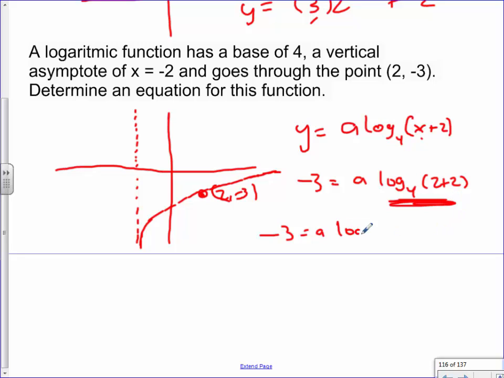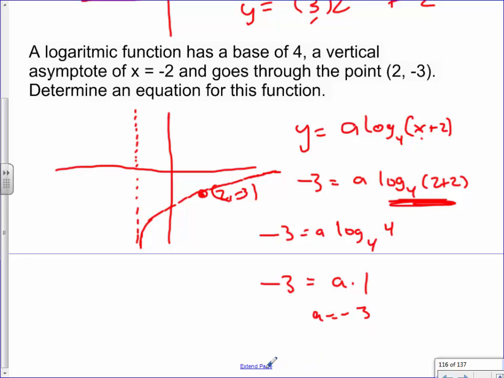So I'm just going to write it out here. This was log base 4, technically of 4. What is log small 4, big 4? It is 1, actually, yeah. We've actually got reasons for that, which we'll talk about another day. But you could basically say then that this is equal to a times 1. So then a is negative 3.